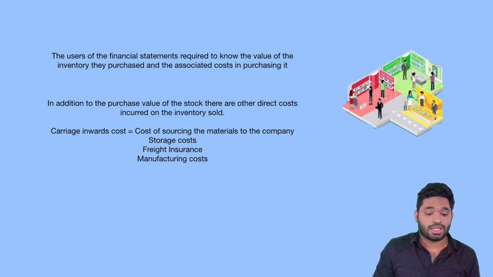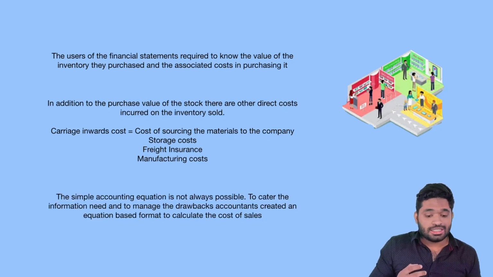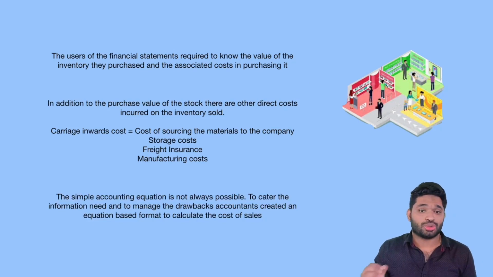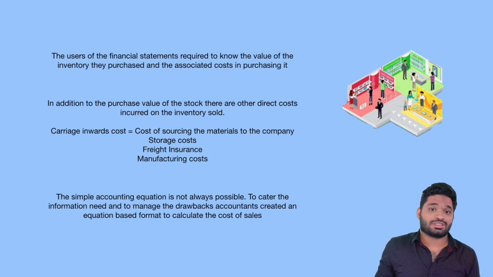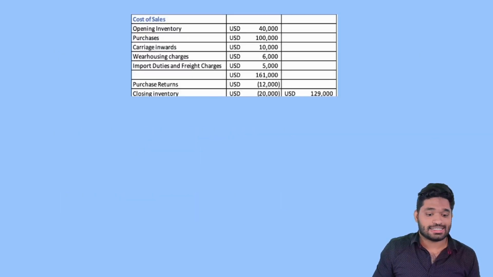Then the simple accounting equation where we transfer the cost of the goods to the expenses is not going to be possible always when all these expenses come in and it becomes complicated. So accountants created their own method in which we calculate our cost of sales. Now the format of the cost of sales calculation is given to you here, right?